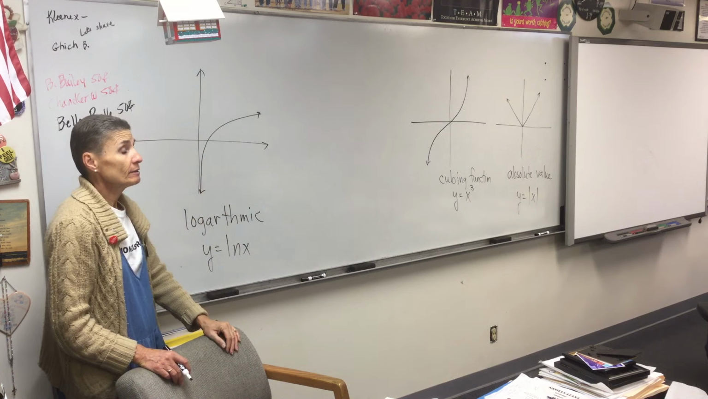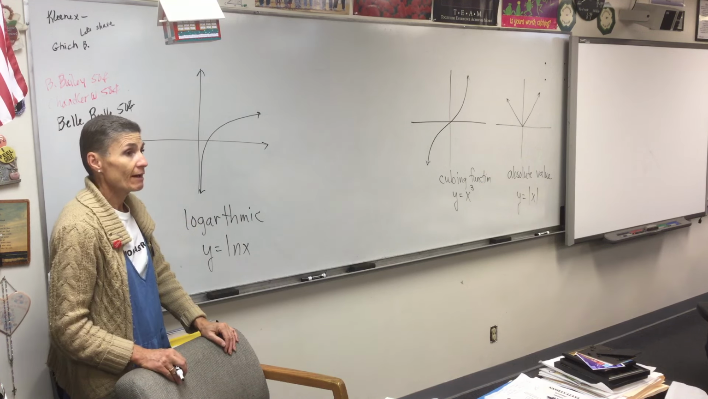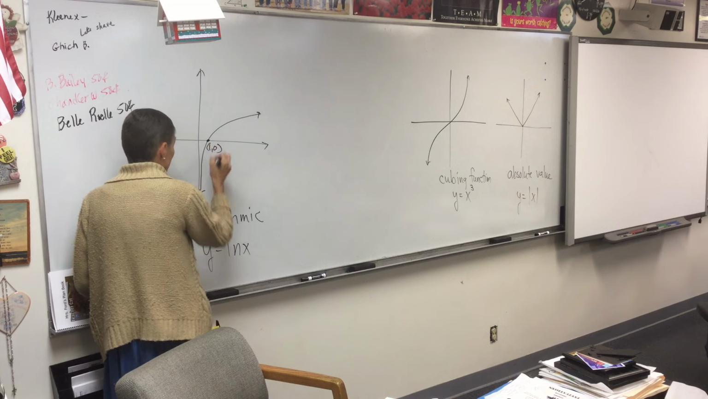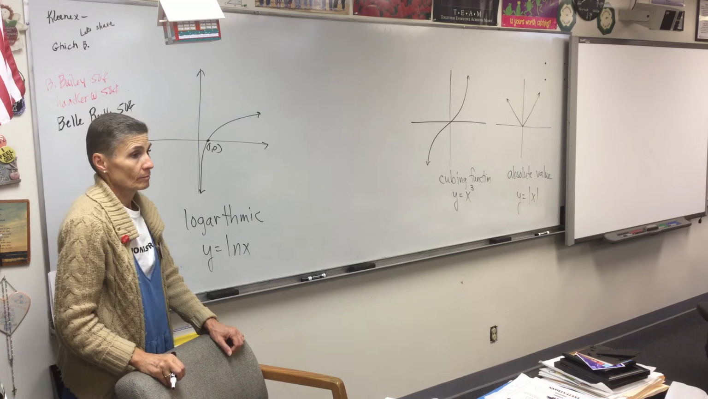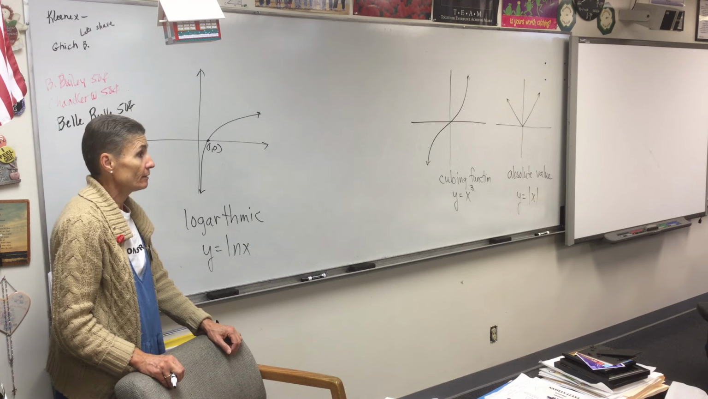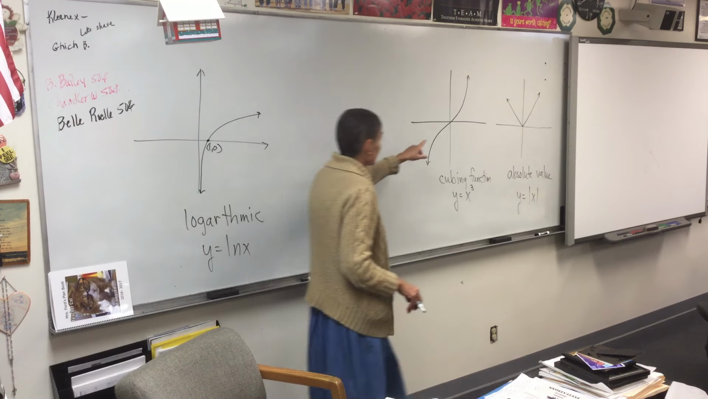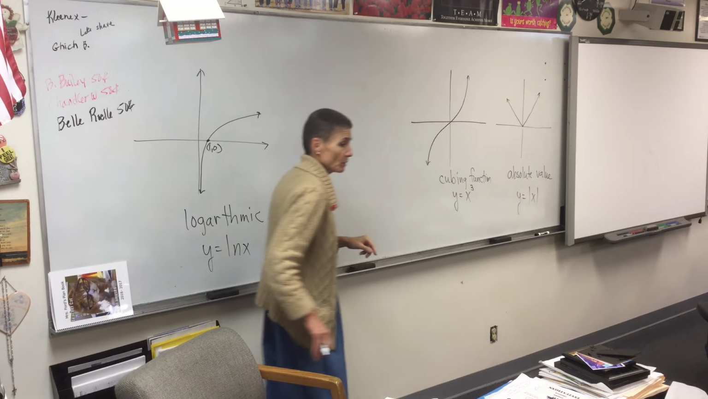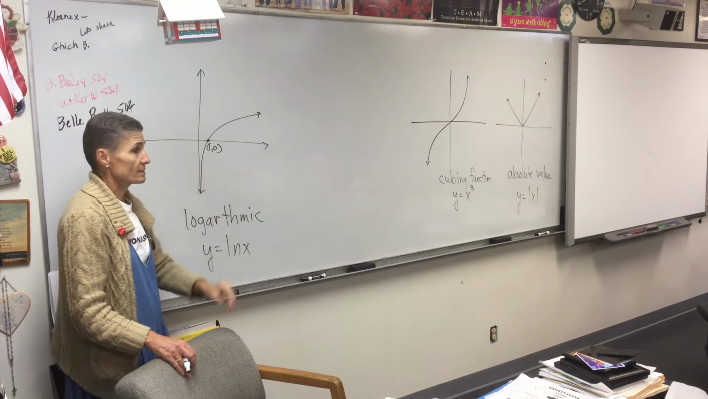Now on this one, I'm going to be a little bit pickier than I have been. I want you to label this point 1, 0. I haven't had to label any points yet, although some of them have certainly gone through the origin, right? So you would know that point. But I want you to actually label the point 1, 0 on your graph.